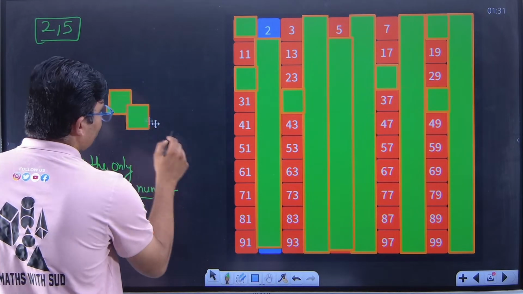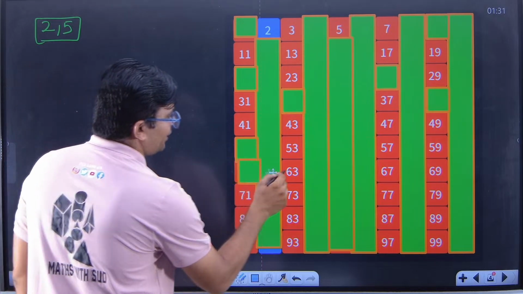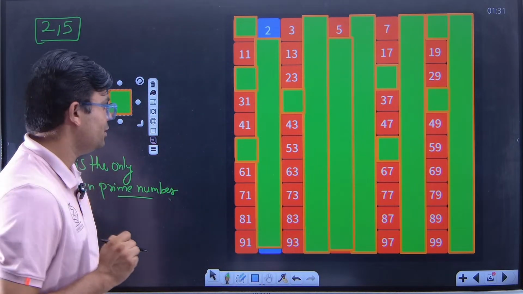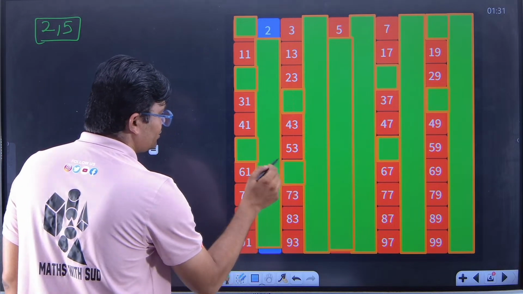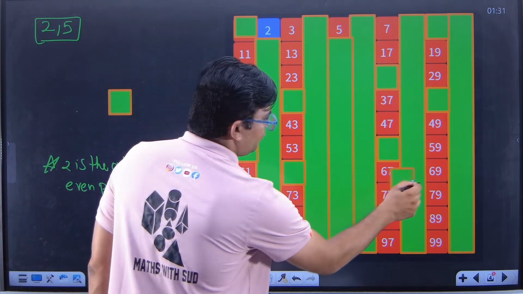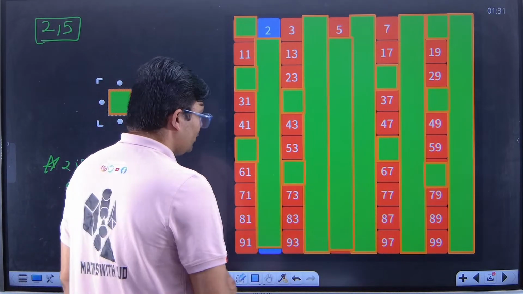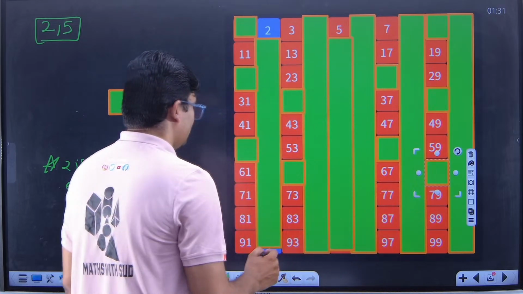So you can say 51 is divided by 3 because 5 plus 1 is 6. So if 51 is divided, 57 will also be divided because 5 plus 7 is 12. Similarly, you can say that 63 is also divided. 6 plus 3 is 9. So 69 will also be divided. No need to add them because the last digit is 6 and 9. So if the digit is 6 or 9, you don't need to add them. They will simply be divided by 3.